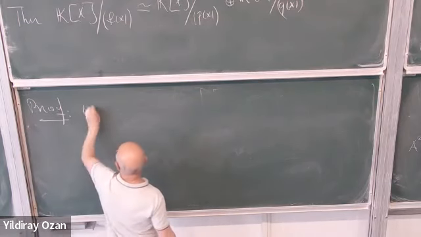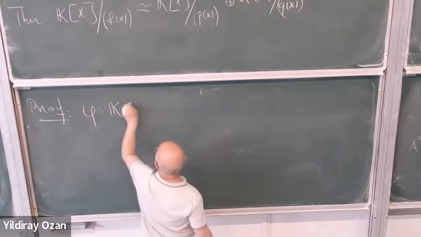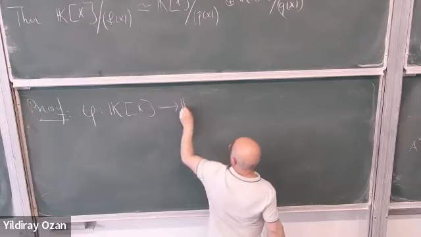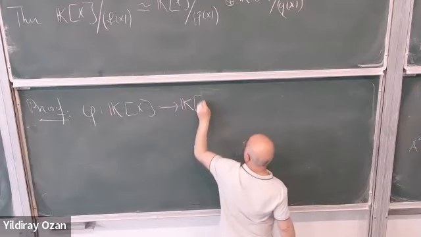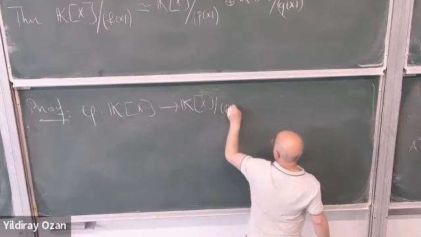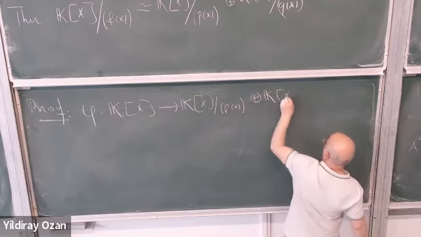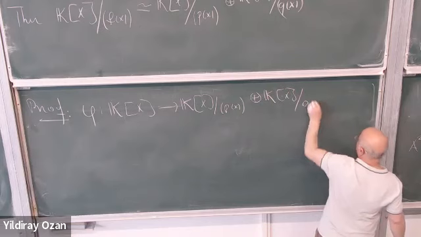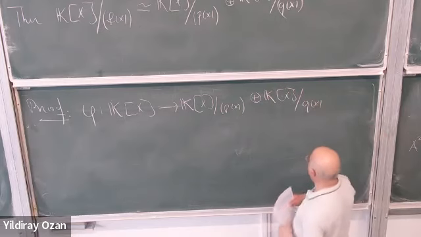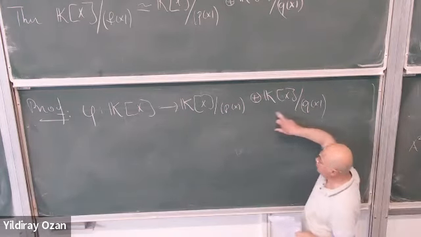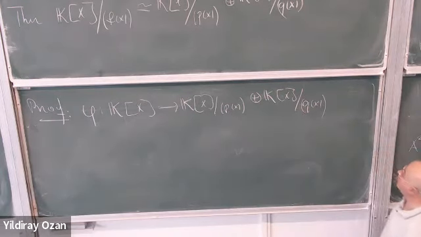Now consider a map from k[x] into k[x]/(p(x)) direct sum k[x]/(q(x)). Yani burada p(x)'e bölüyorum, burada q(x)'e bölüyorum. Tamam mı?